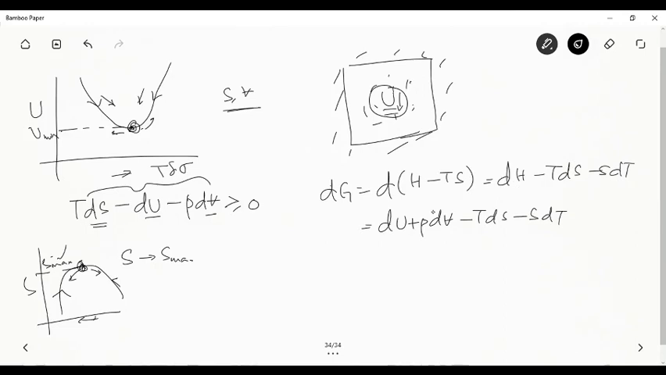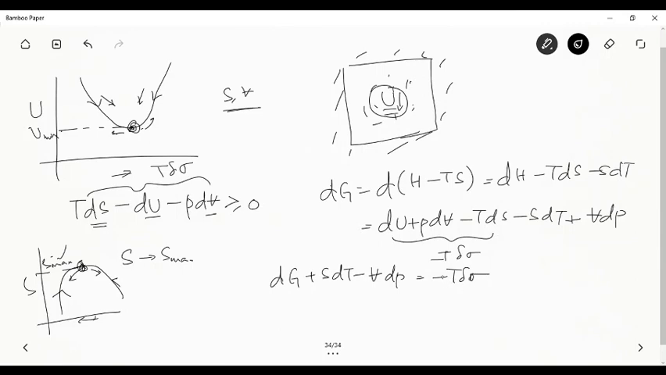Sorry, this is dH, which is dU plus PdV plus VdP, because this is U plus PV, so d of (U plus PV) is dU plus PdV plus VdP. So what we get then is that this is T delta sigma. If I take S dT and VdP to the other side, I'll get dG plus S dT minus VdP is equal to minus T delta sigma.